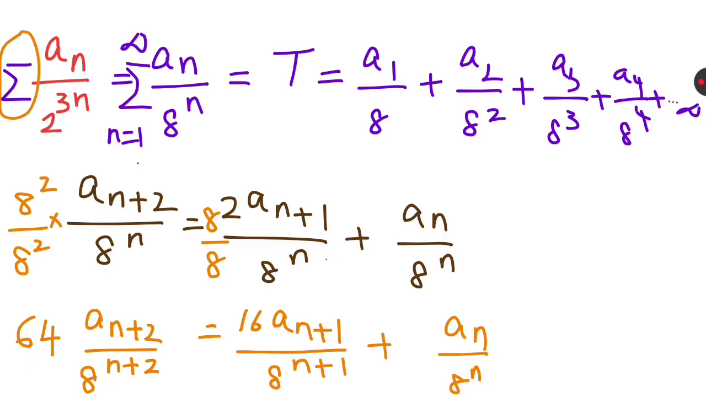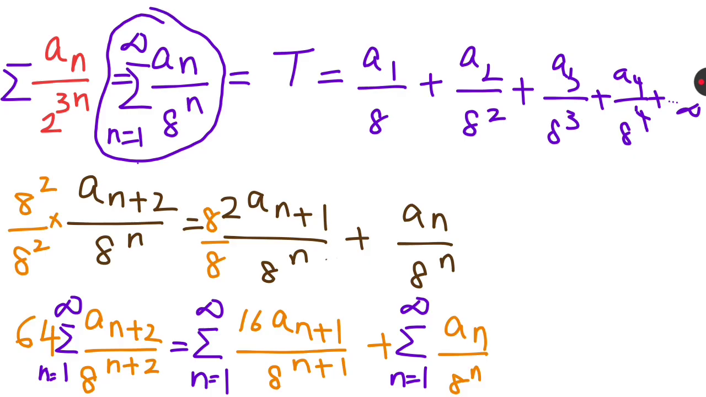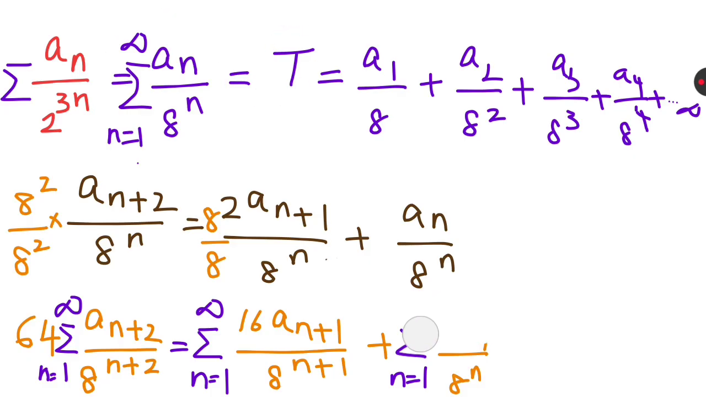Here we have a summation. So both sides we have to take summation n equal to 1 to infinity, and this one also n equal to 1 to infinity, and here also summation n equal to 1 to infinity. Now observe here summation n equal to 1 to infinity an over 8 raised to the power of n. We consider this as capital T. So the right hand side second term we can simply write as T.